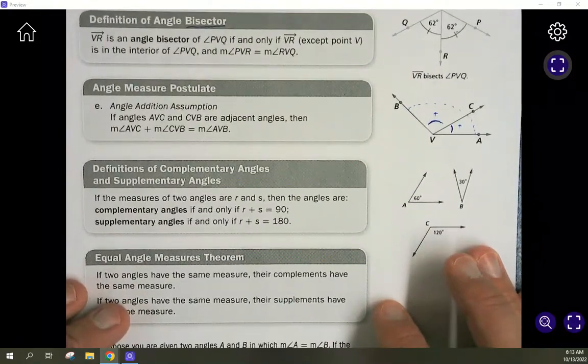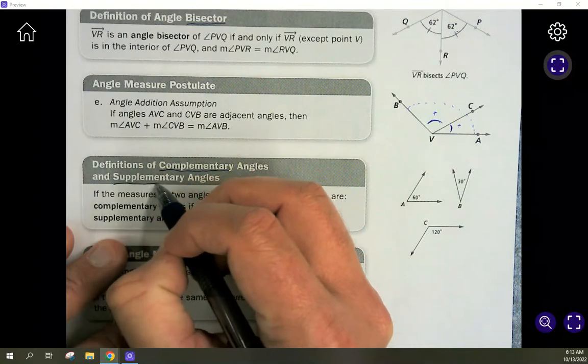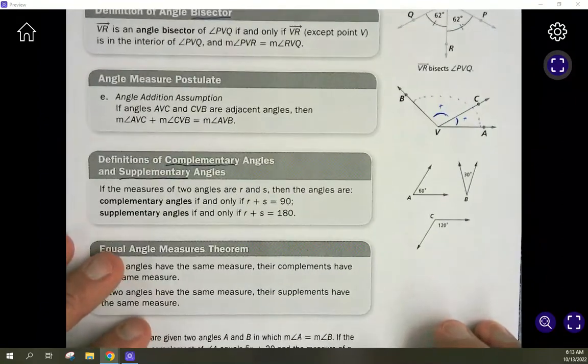All right, some more important definitions. Complementary and supplementary, and we're going to talk about these nonstop in geometry. You got to know these.